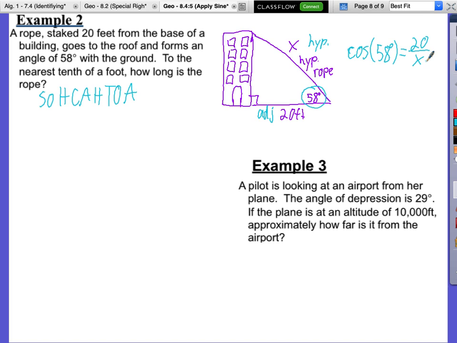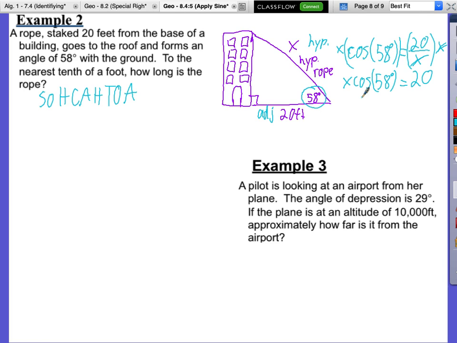We need to get x out of the denominator first. Ian, times both sides by x. Now we have x times cosine of 58 degrees is equal to 20. Do we have x in the denominator anymore? No, that's good. We wanted to get it out of there.